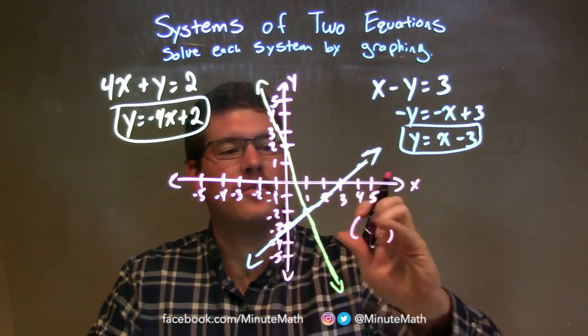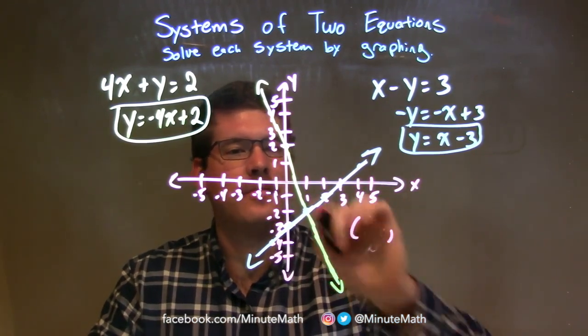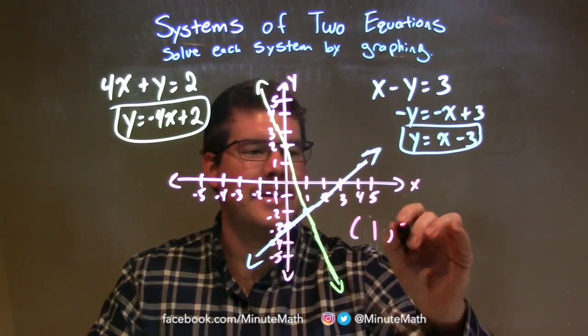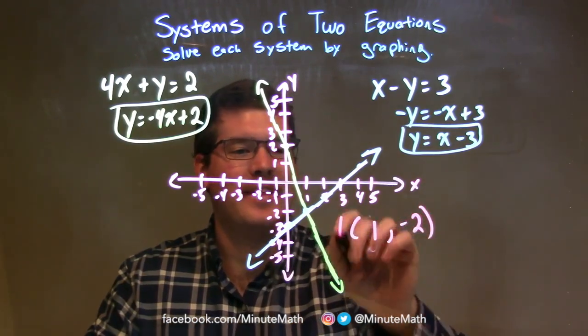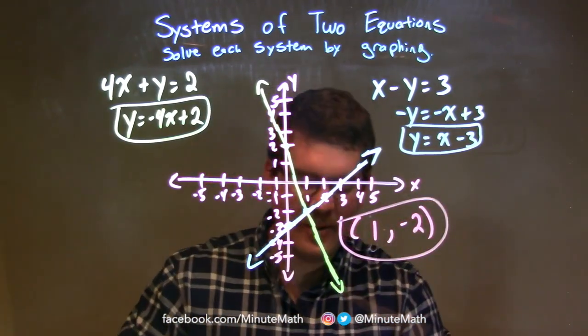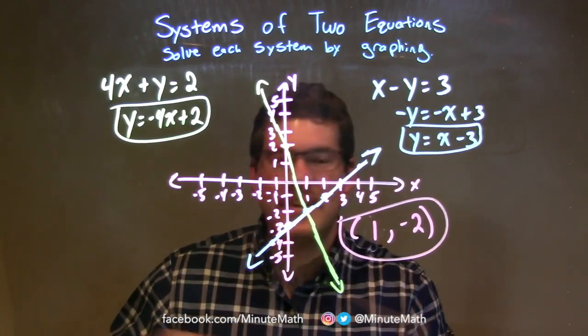I was going to the y-axis first, that's incorrect. I'm going to go to the x value, 1, comma, negative 2. Common mistake there, be careful. So our final answer is just 1, comma, negative 2.